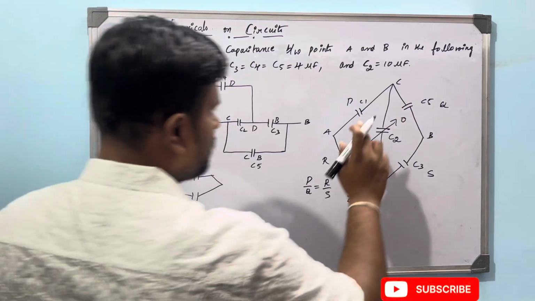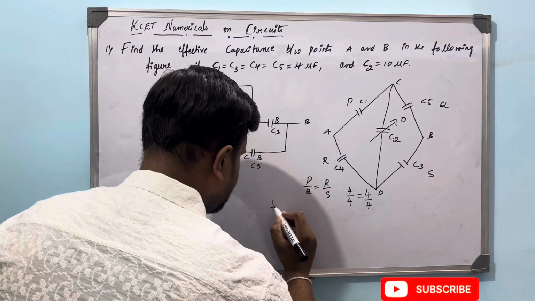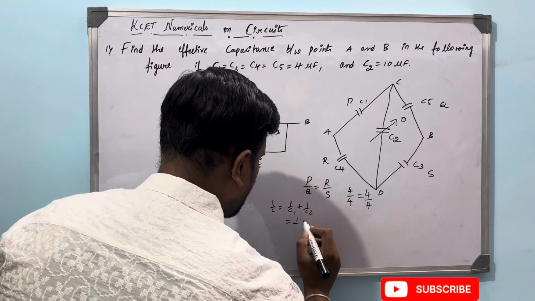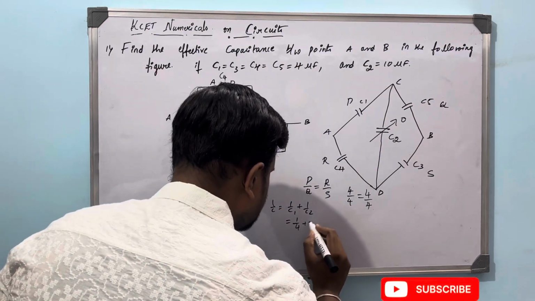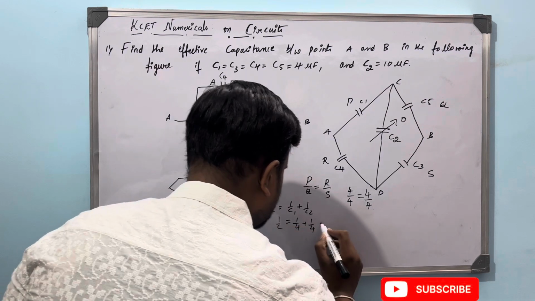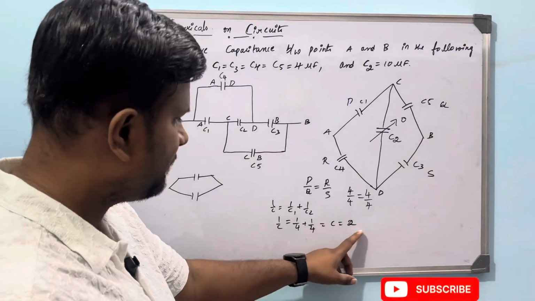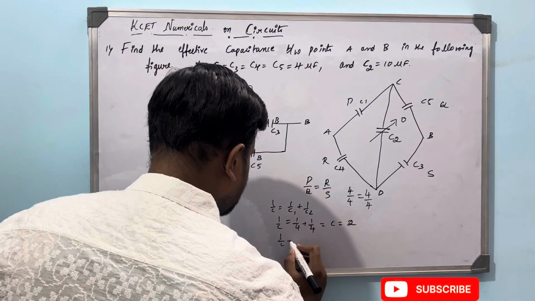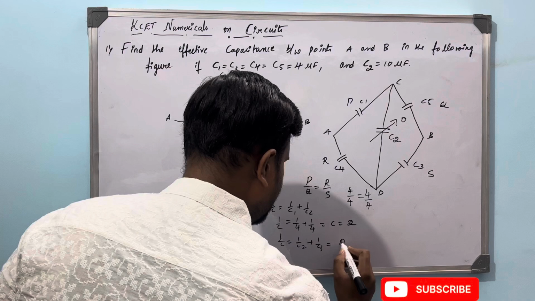Now what is the formula for series? We know that 1 by Cs is equal to 1 by C1 plus 1 by C2. All the values are 4 only, so 1 by 4 plus 1 by 4, which means C becomes 2. Similarly, 1 by C is equal to 1 by C2 plus 1 by C3, and this also gives 2.